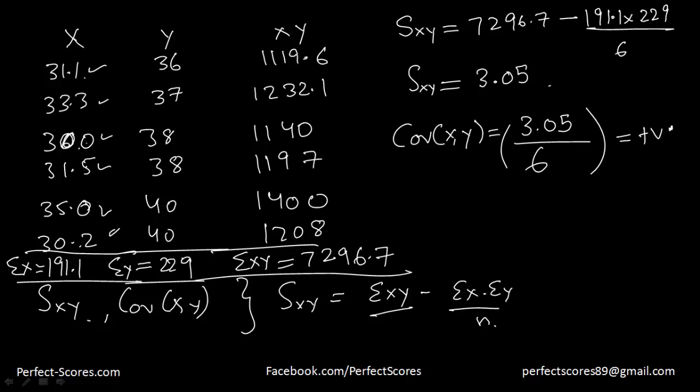As you can see, there is a positive correlation. That means if the value of x is increasing, the value of y is also increasing. So that is the covariance of x and y.